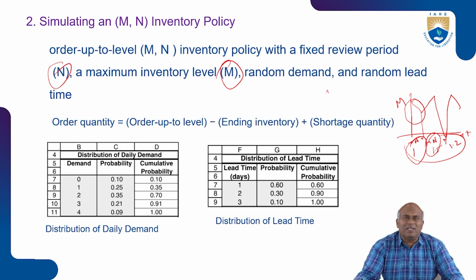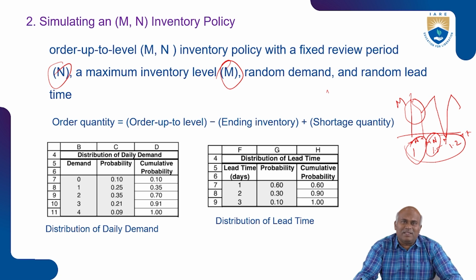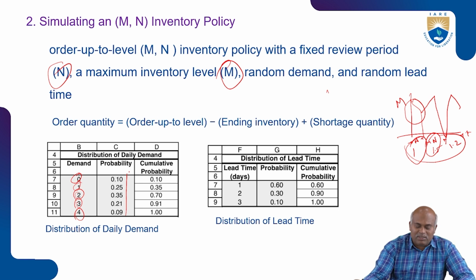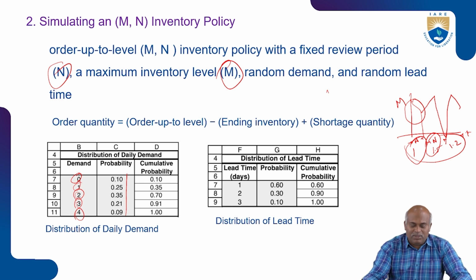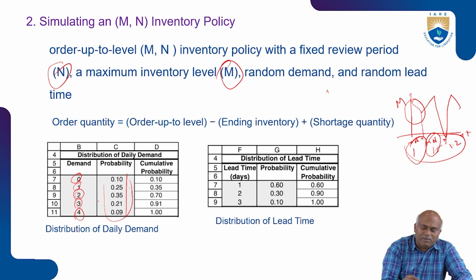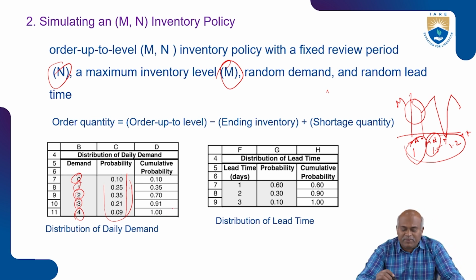Here I am going to take two distribution tables. One is the daily demand, and another one is the lead time. For the daily demand, I take the demand and the probability. First day 0 demand, second day 1 demand, then 2, 3, 4. Depending on the case, the demand probability also varies: 0.10, 0.25, 0.35, 0.20, 0.21 and 0.09. After that, you compute the cumulative probability for the event you are measuring: 0.1, 0.35, 0.7, 0.91, 1.